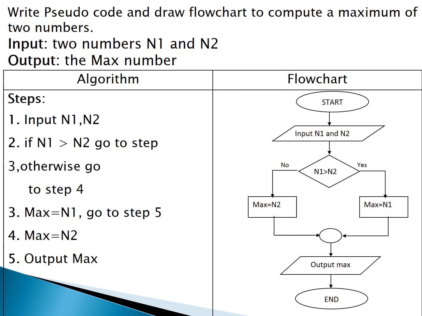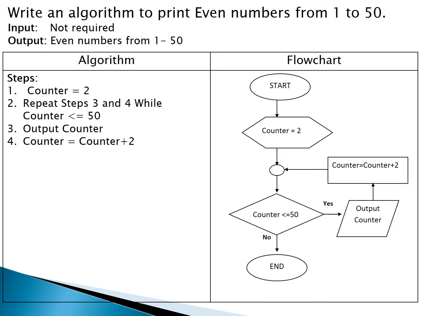Let us come to the flowchart. Start. See the input symbol, input process. In the input I am taking number 1 and number 2. Then we go to the conditional statement, that is, if number 1 is more than number 2. If it is yes, maximum will be number 1. If it is no, maximum will be number 2. Then we go to the connector, connecting the flow lines. Then it comes to the output maximum number. Then end.